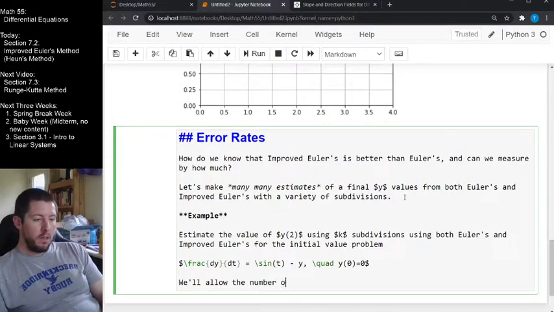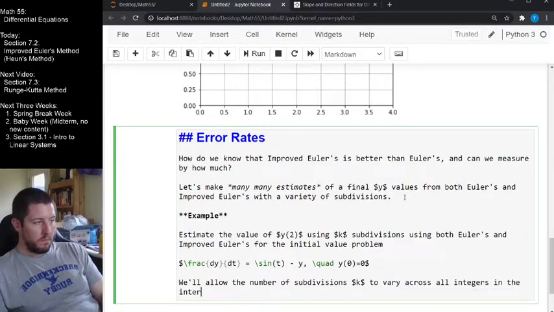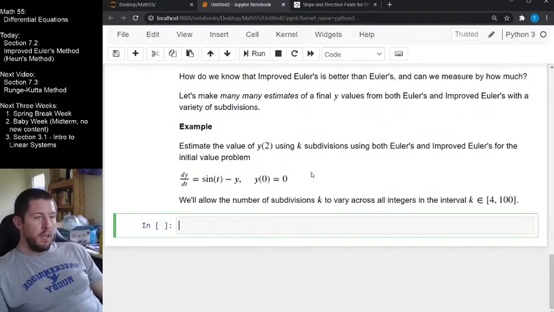we'll allow the number of subdivisions k to vary over all integers. Okay, sorry, I think n is the notation that I'm looking for. 4 to 100. Let me stop and see if my math mode stuff looks good. So y of 2, k, dy/dt equals sine of t minus y with the initial condition y of 0 equals 0. Allow k to vary across all the integers in the interval from 4 to 100.